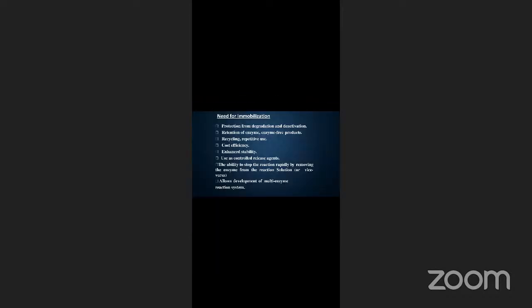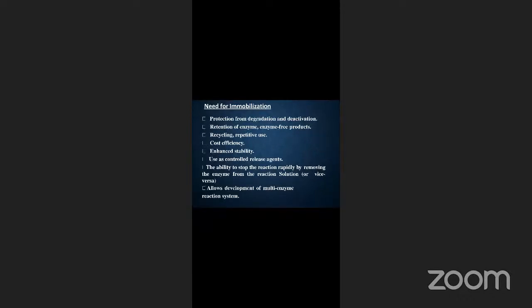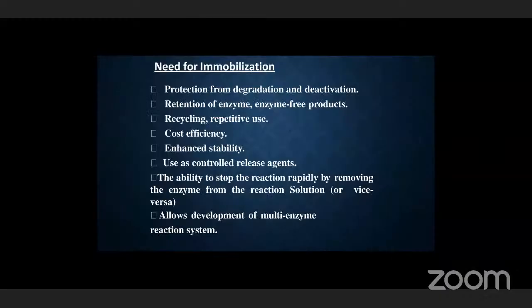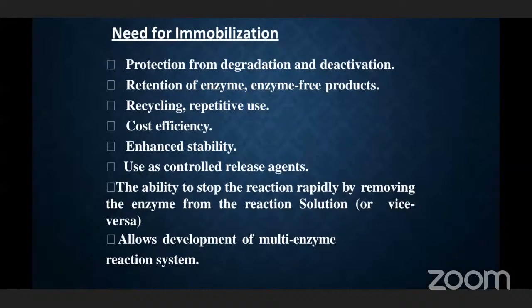So what is the need for immobilization? It is for protection from degradation and deactivation, retention of the enzyme and enzyme-free products, then recycling and repetitive use. If the enzyme is in a medium, you cannot isolate it back. But if it is attached to a nanorod or any substrate, you can isolate that immobilized enzyme again and use it for the next reaction, so for repetitive use.